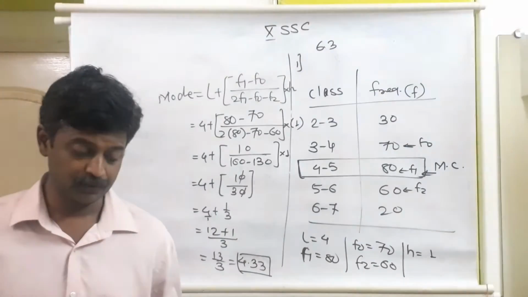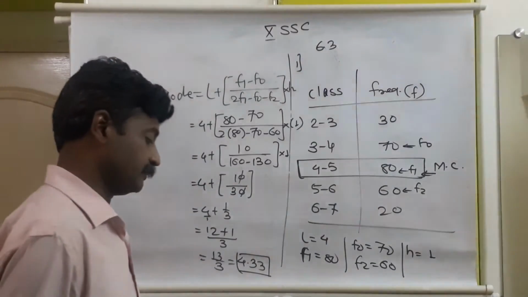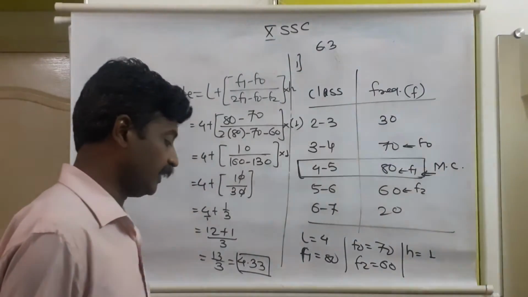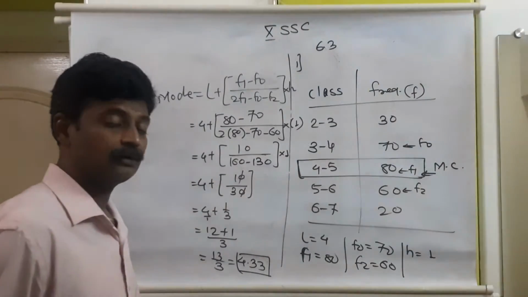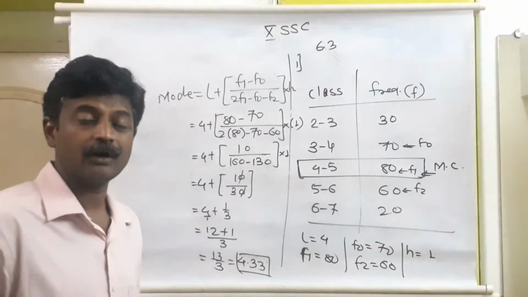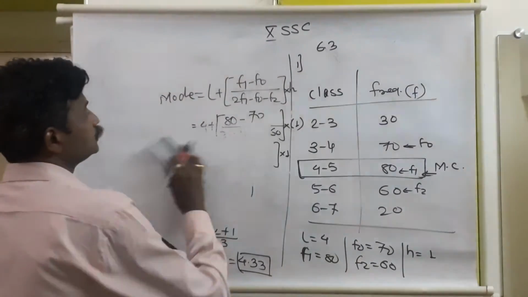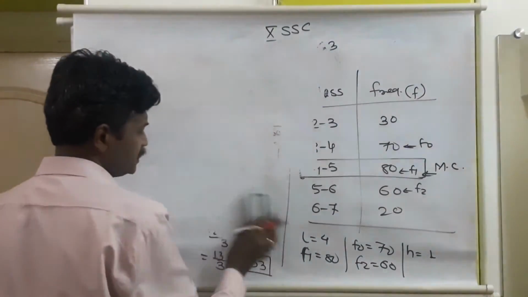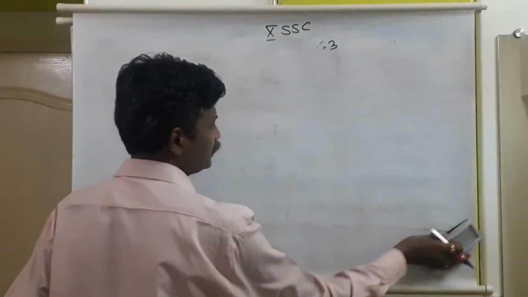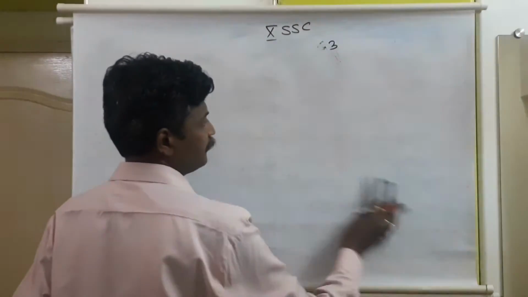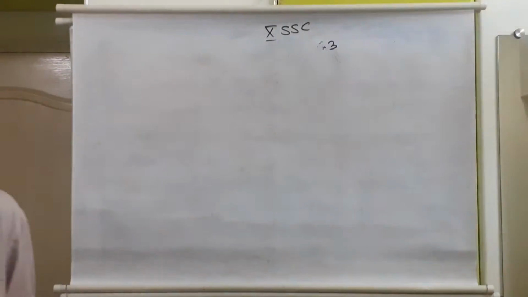In the same way, question number 2 is based on electricity. Electricity used by some families is shown in the following table. Find the mode for use of electricity, meaning how much electricity is commonly used on average. Same way, no changes. First we have to find the model class. Once we get the model class, all the values will be clear, like F1, F2, F0, L, H, and then we will continue with the formula.